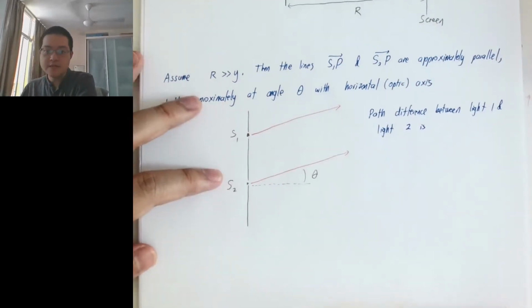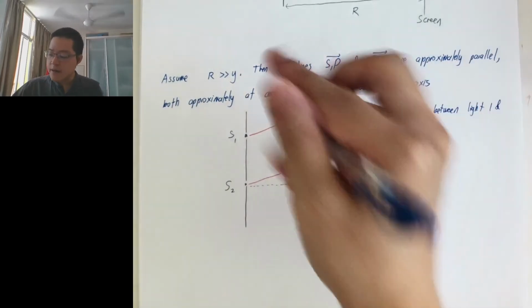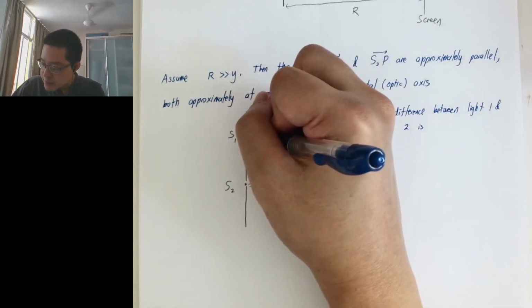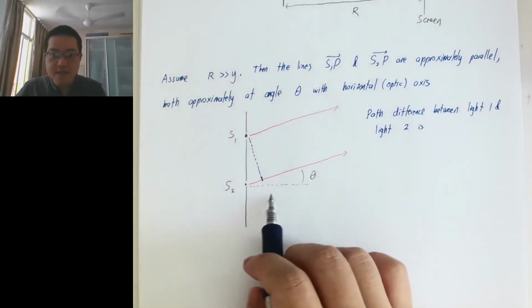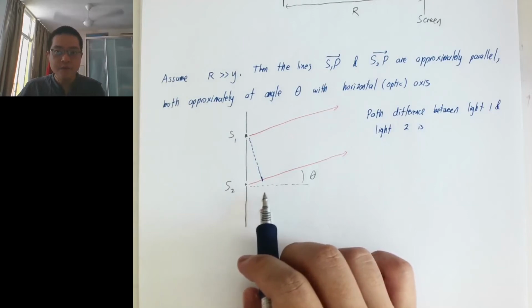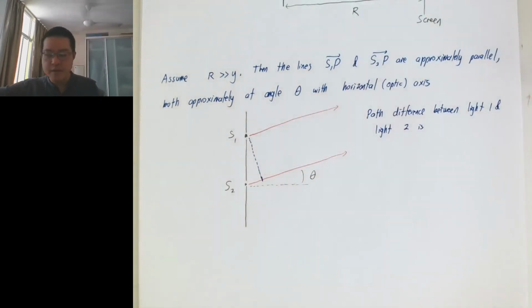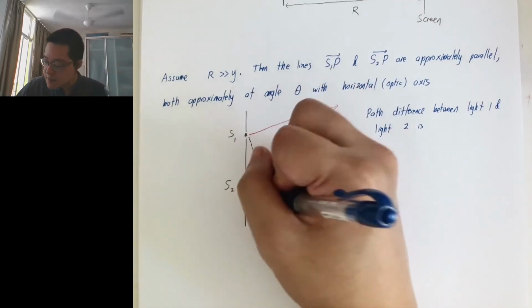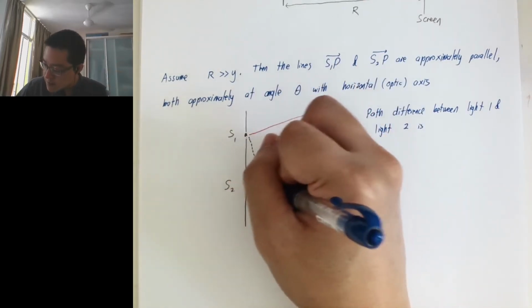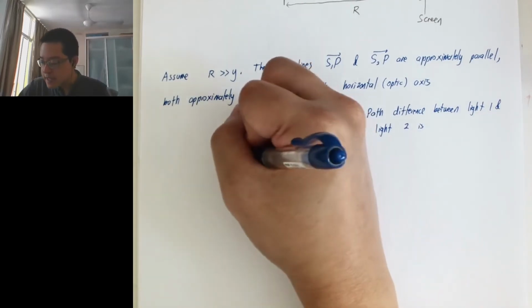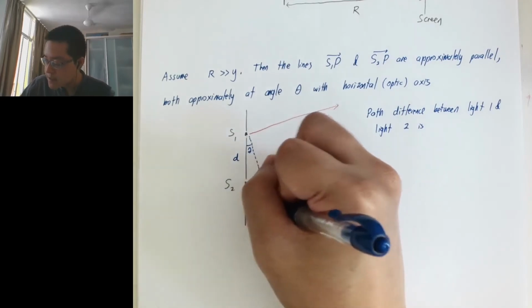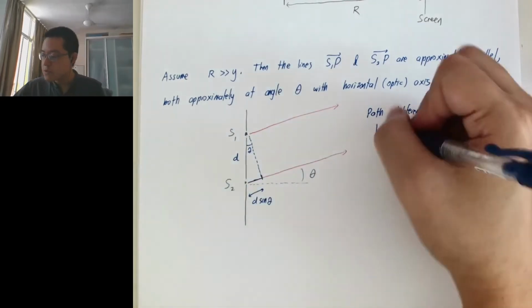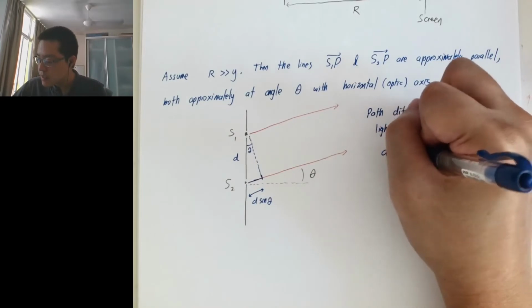What is the path difference? If these two rays are parallel, I can approximate that this part is the extra distance traveled by light number 2, and the rest should be the same until point P. We assume the important path difference is this distance here. If this angle is theta and the slit separation is d, the path difference is d sine theta.